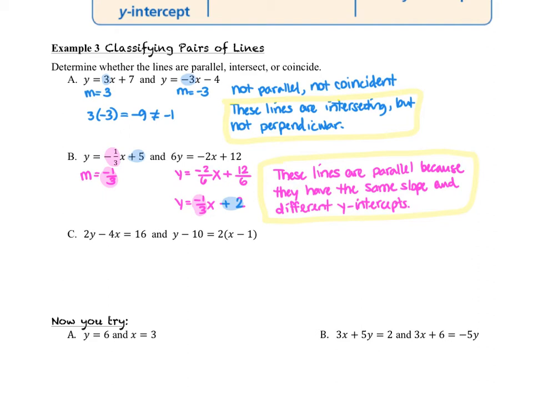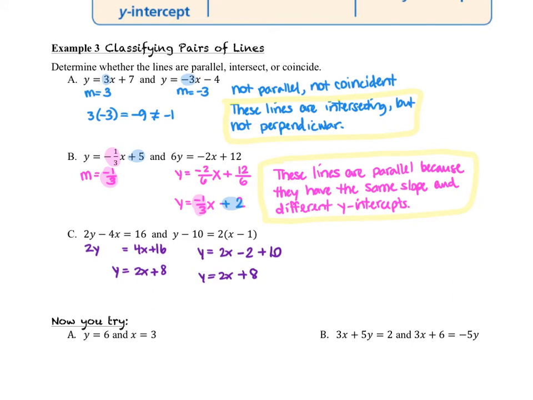Chances are the next one is going to be coincident, but either way, we need to start out by finding the slope, and the easiest way for us to do that is to put them both in a form that is the same, either slope-intercept or point-slope. Let's put them both in slope-intercept form.